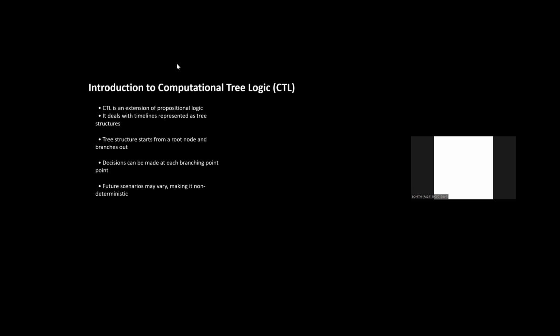Non-determinism. Computational tree logic acknowledges that systems can be non-deterministic. This means that at certain points in a tree, there may be multiple possible outcomes or transitions. Verification and model checking. Computational tree logic is commonly used for formal verification, where you define the properties or specifications about the system, and then a model checker verifies whether these properties hold in the system behavior.